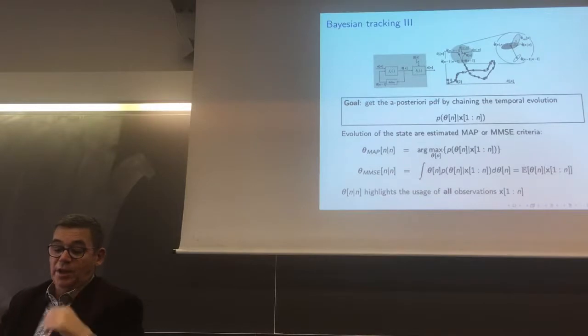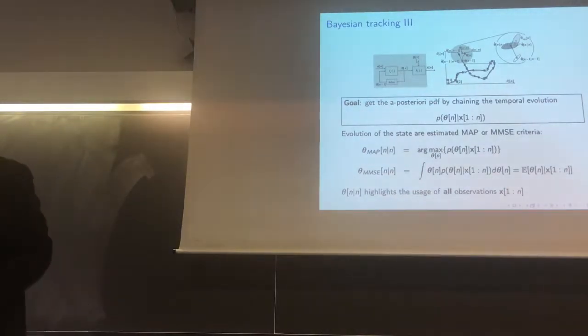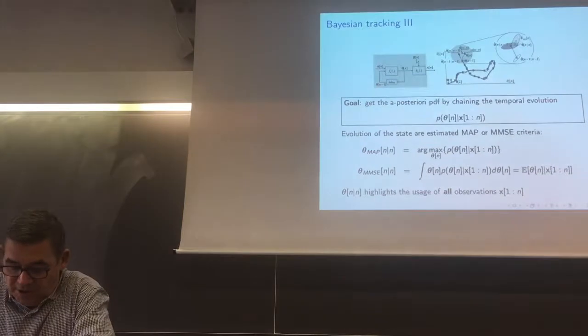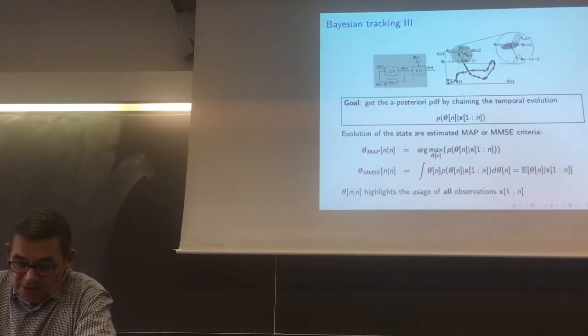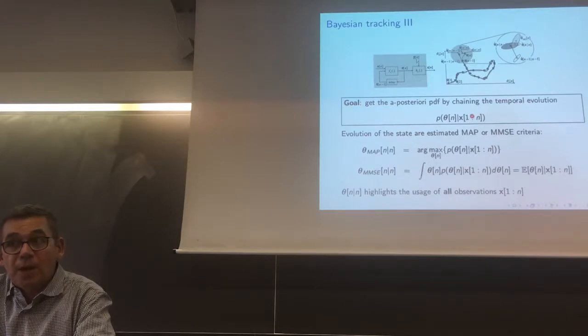So now, here in the notation, we indicate when I'm using all the observations from the past up to the current one, rather than using this heavy notation, as theta n, that depends on all the observations from the sample 1 to the sample n.